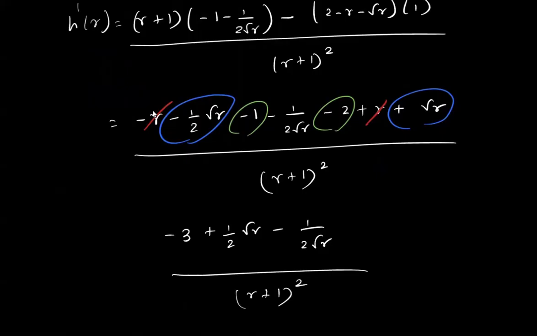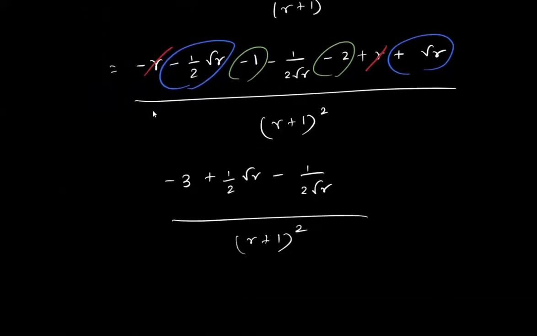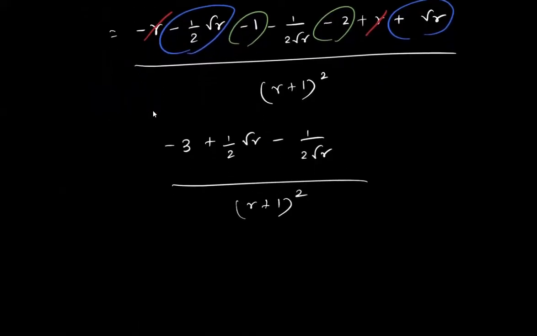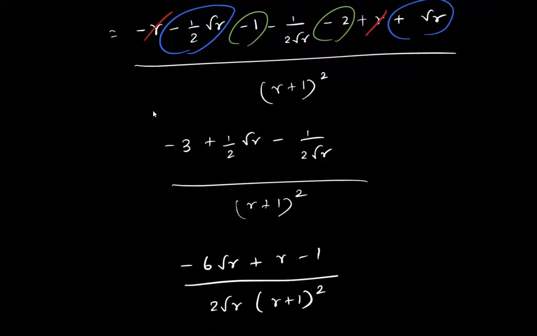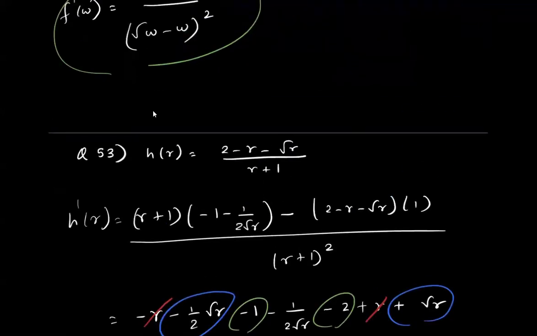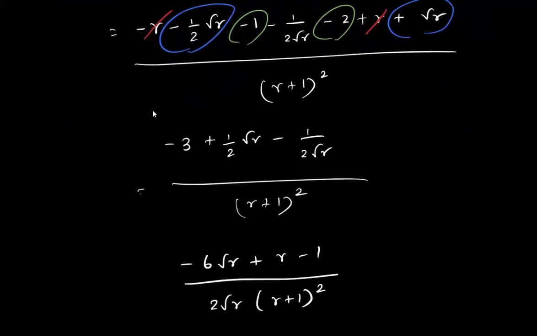So you can leave it like this, I suppose, or you can just multiply by 2 root r throughout. So that will give you -6 root r plus r minus 1 over 2 root r times r plus 1 the whole squared. So I don't know what is expected out of you. Here I just multiplied by 2 root r throughout, that's all.